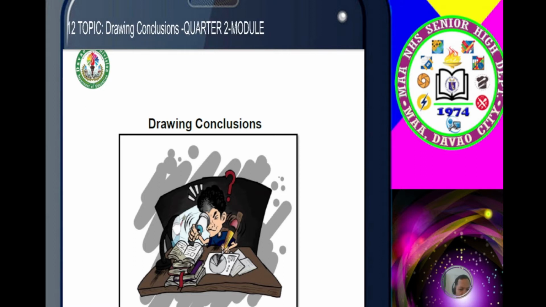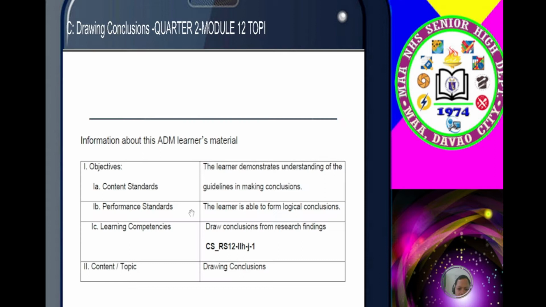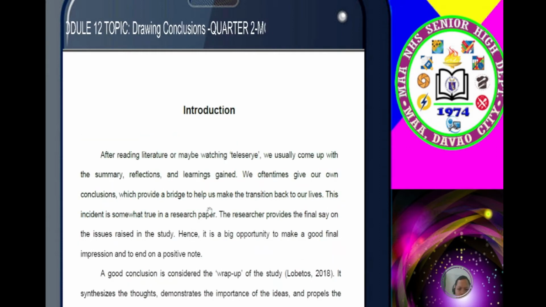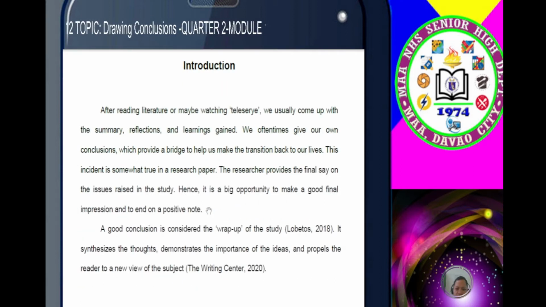So in this module, this is our competency: draw conclusions from research findings. After reading literature or maybe watching a teleserye, we usually come up with the summary, reflections and learnings gained. We often give our conclusions, which provide a bridge to help us make the transition back to our lives.